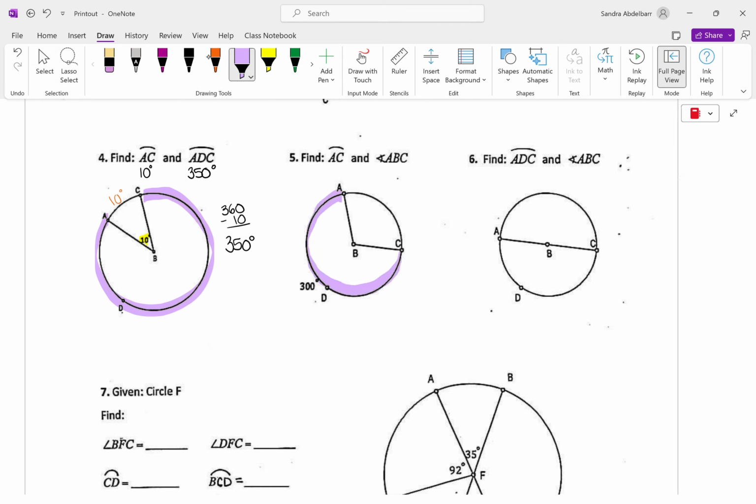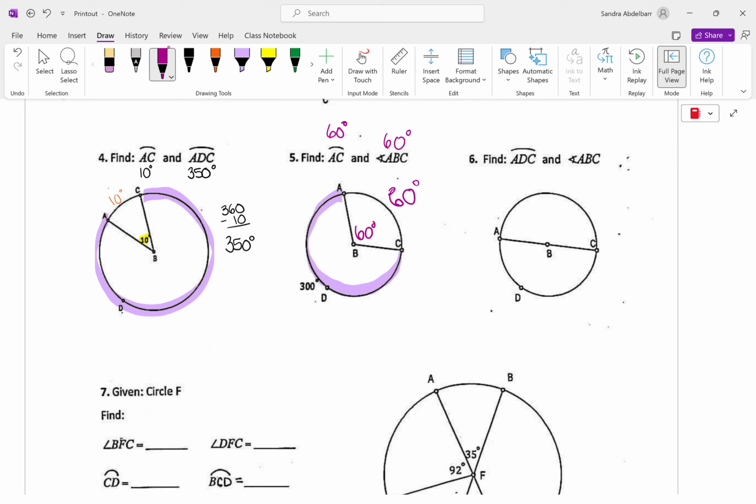Okay, so what should we have seen? We should have seen that the major arc ADC is 300, which means minor arc AC must be 60 degrees because a full circle is 360 degrees. And if the minor arc is 60 degrees, the central angle that intercepts that minor arc is also 60 degrees.